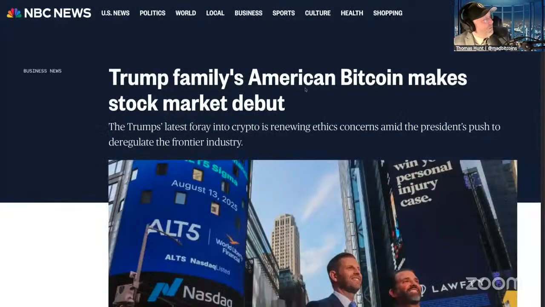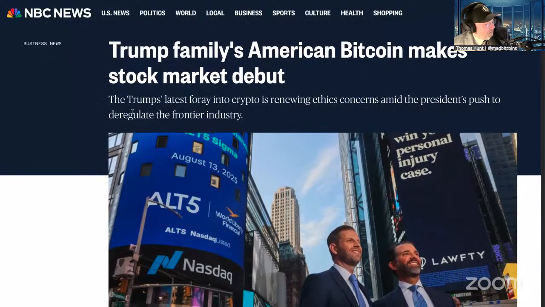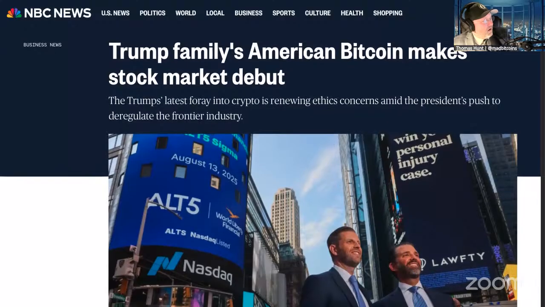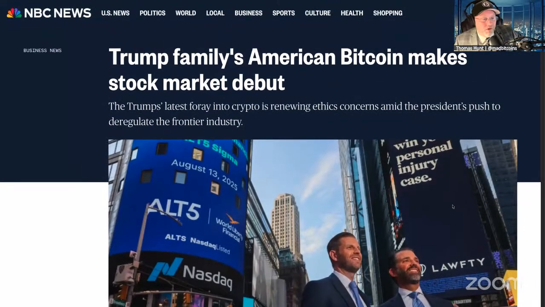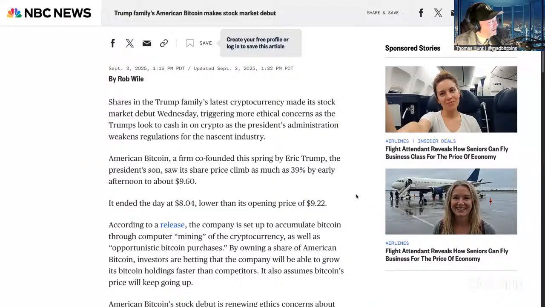Moving on to issue 4, kind of in the same vein. Trump family's American Bitcoin makes stock market debut. The Trump's latest foray into crypto is renewing ethics concerns amidst the president's push to deregulate the frontier industry. We've almost never seen anything like this before, where a president's sons are making billions of dollars off a brand new industry that the president is also deregulating. It's almost as if we were going into the Wild West and the president's sons owned the wagon wheel company, or they own the company that makes the shotguns. It is really quite a thing.